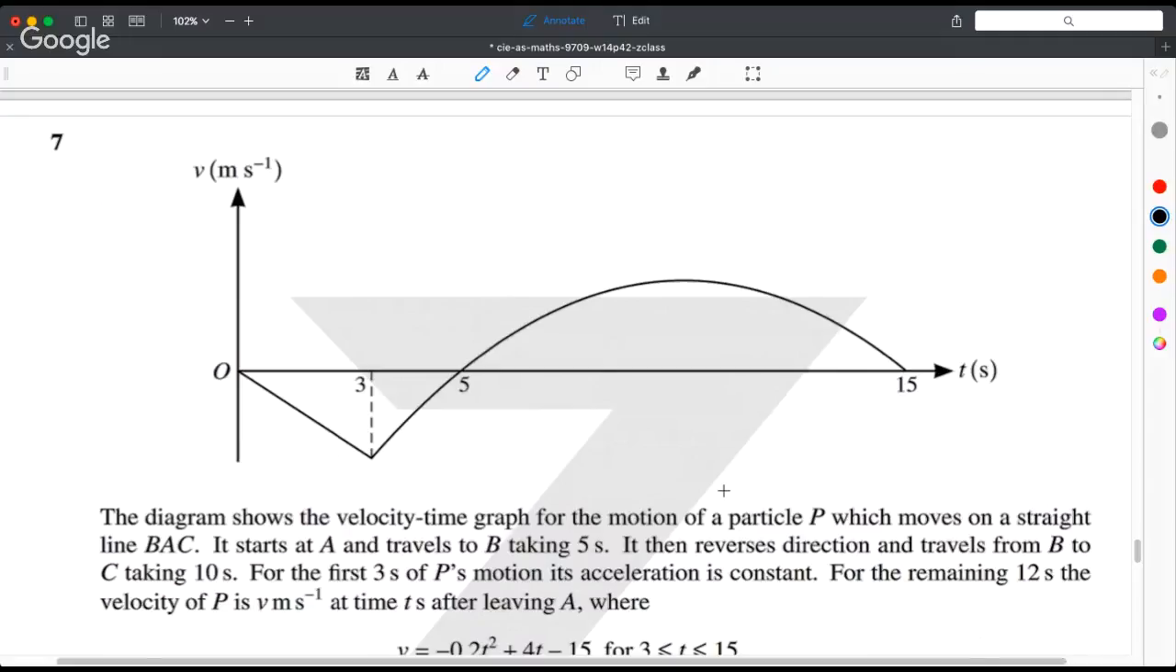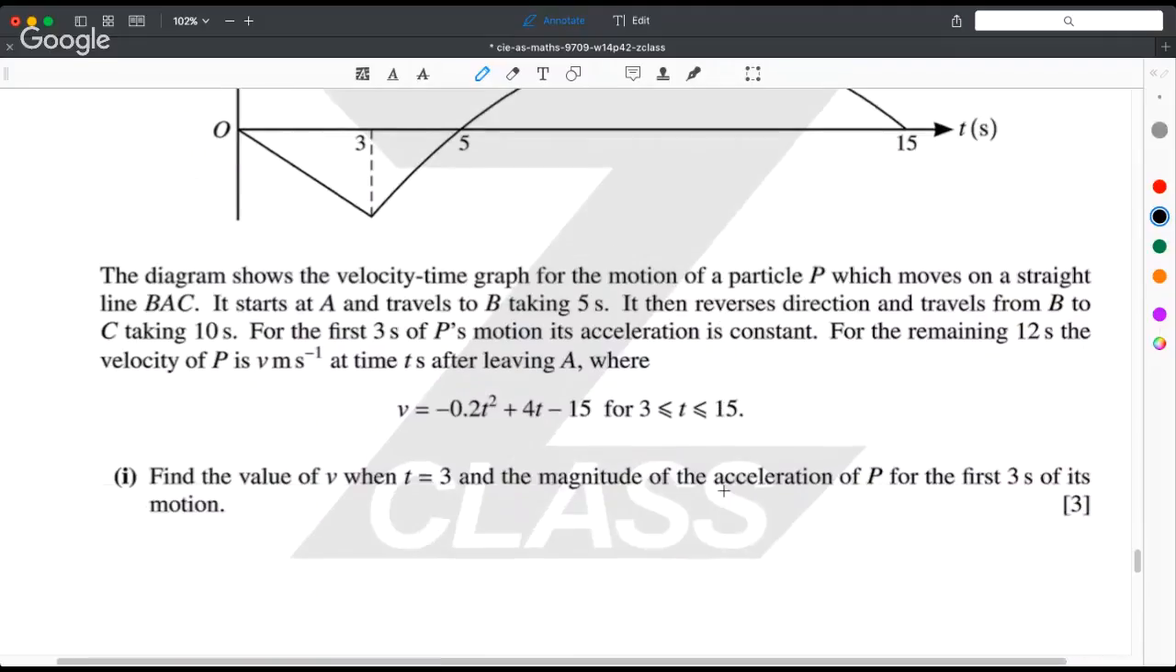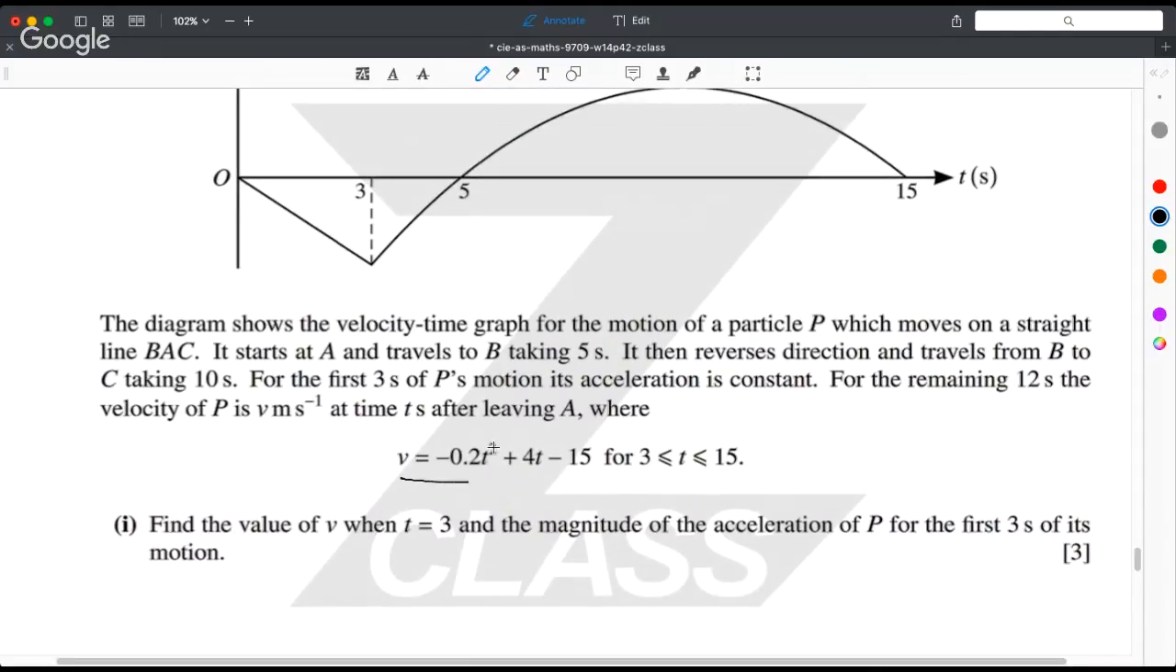So, we want the value of V. So we're given this differential equation for the remaining 12 seconds. So that's the equation of this curve, right? But before that, it's just a straight line. So now they want the value of V when T is equal to 3. So at this point, after it's had the straight line.